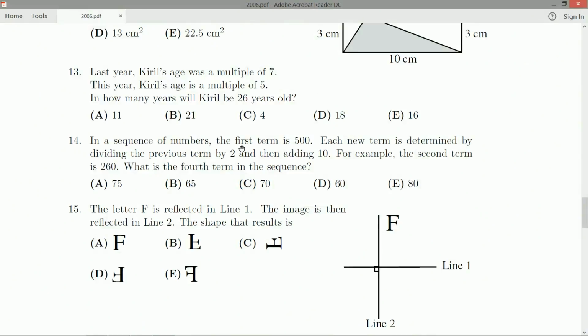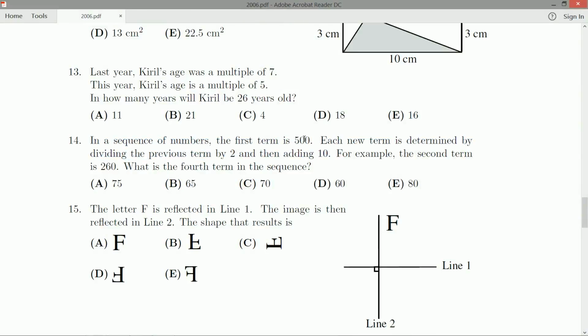In a sequence of numbers, the first term is 500. Each new term is determined by dividing the previous term by 2 and then adding 10. So any sequence where you get a new term from some of the previous terms you've worked out is called recursive. So what they're talking about is a recursive sequence.